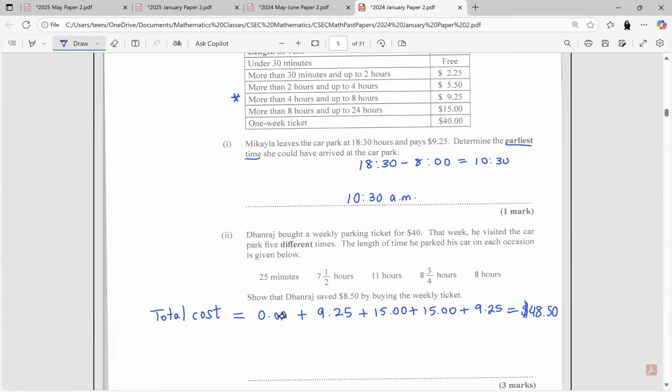But if he bought a weekly ticket, then he would have paid $40. So therefore, the savings would be the amount he would have paid for individual times, $48.50, take away the amount that he would have paid if he bought a 1 week ticket, which is $40. And that is equal to $48.50 take away 40 is $8.50. So there we go. We've shown it. We're going to stop there for today, guys.